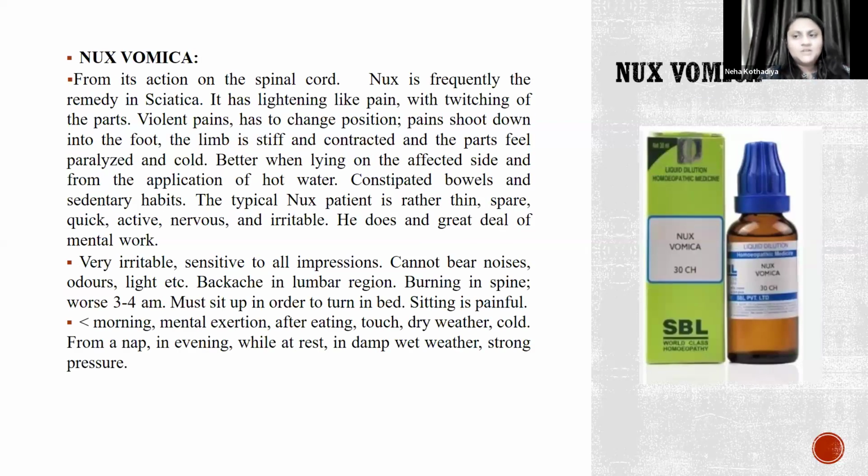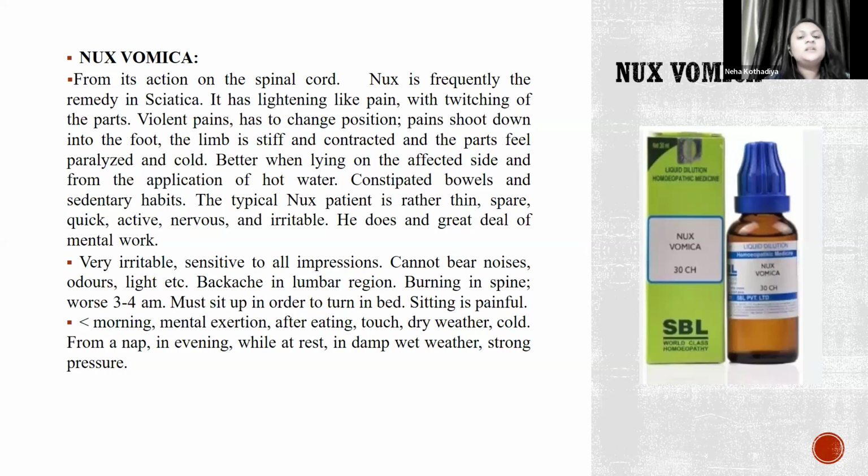The important medicine, Nux vomica. From its action on the spinal cord, nux is frequently the remedy for sciatica pain. It is a lightning-like pain, like an electric shock-like condition, which we can see in colocynth also. Twitching type of pain, violent pains, one has to change the position. Pain shoots down into the foot, the limb is stiff, contracted, and the part feels as if paralyzed and cold. Better when lying on the affected side and from the application of hot water. Constipated bowels, unsatisfactory stool. There is a desire to pass stool, but an unsatisfactory stool is present, which is aggravated from eating spicy food.